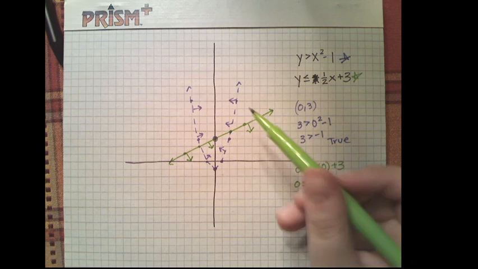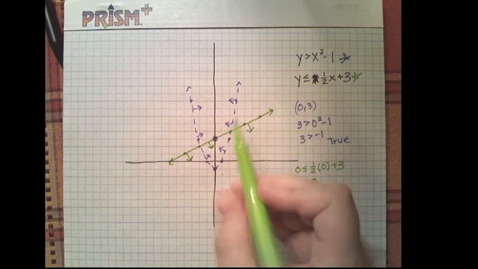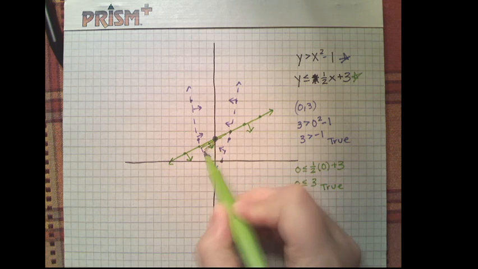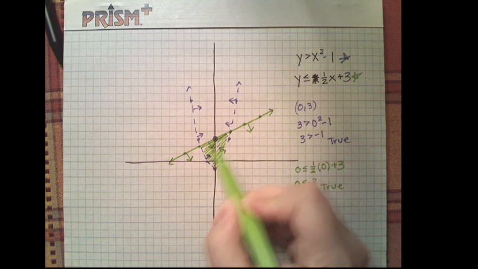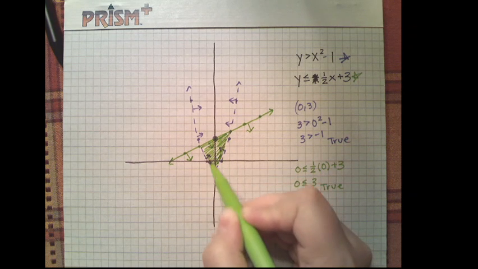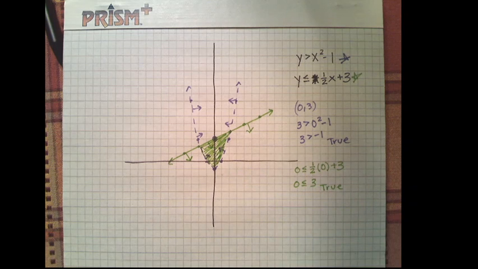And if we look, where are our arrows pointing at each other? In this little section right here is the solution to our system of inequalities.